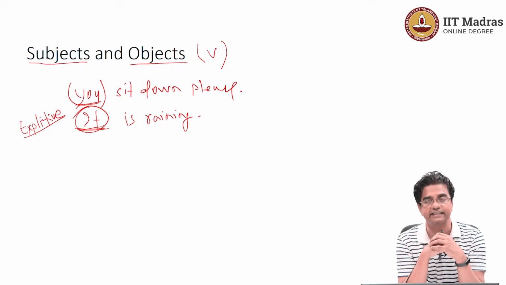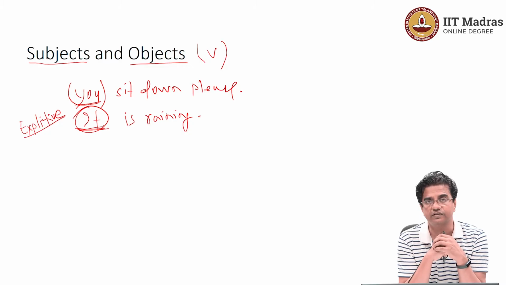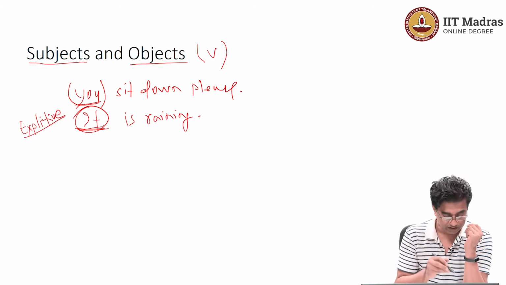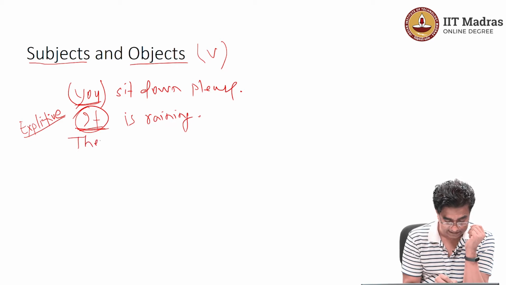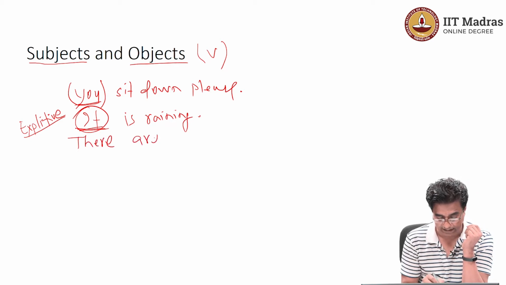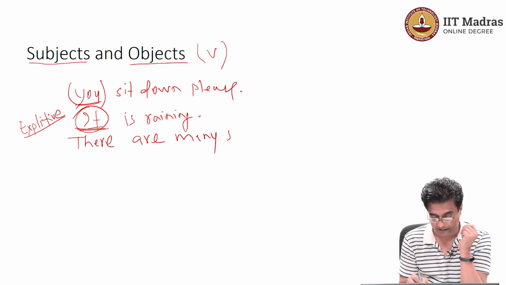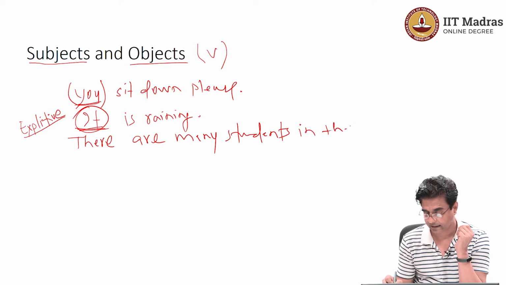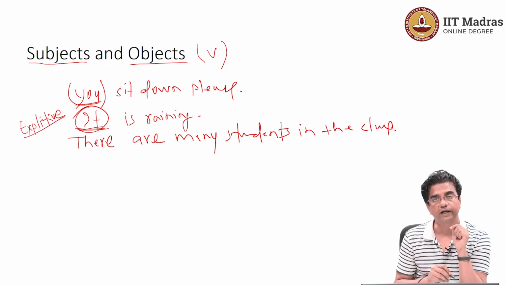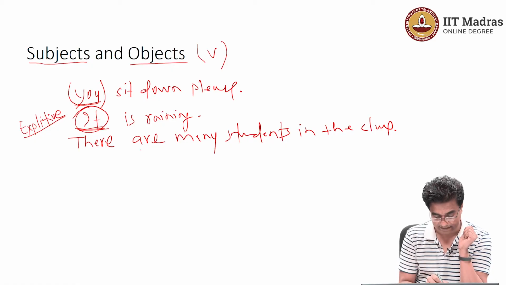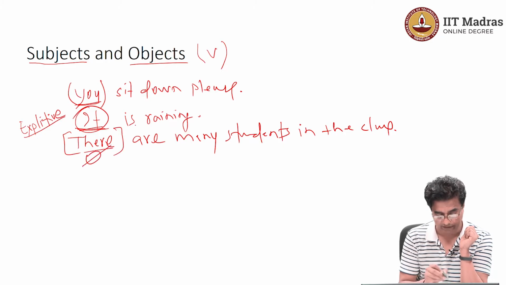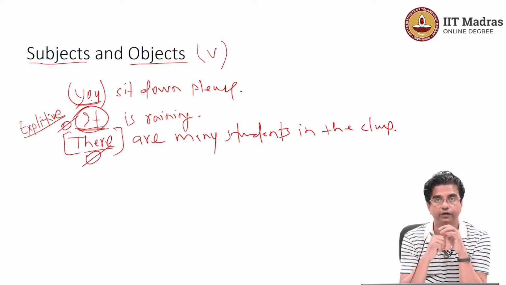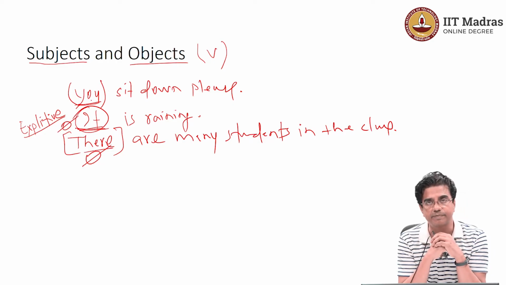When we say sentences like it is raining, it is warm, it is cold, or there type of sentence. When we say there are many students in the class, look at it. It's a long sentence, but the subject of this sentence has zero meaning. So these types of subjects are called expletive subjects.